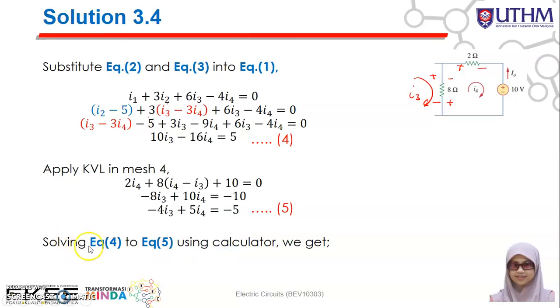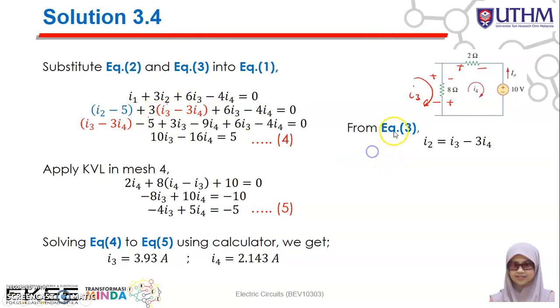So you can solve the equation 4 and equation 5 by using the calculator. And then finally, you can get I3 is equal to 3.93 ampere and I4 is equal to 2.143 ampere. Once you find the value of I3 and I4, then you can find the value of I1, because I1 is equal to I2 minus 5, and I2 is equal to I3 minus 3I4. First of all, we need to find the value of I2. From equation 3, I2 is equal to I3 minus 3I4. Since we know the value of I3 and I4, we can just substitute into it. So I2 is equal to negative 2.5 ampere.